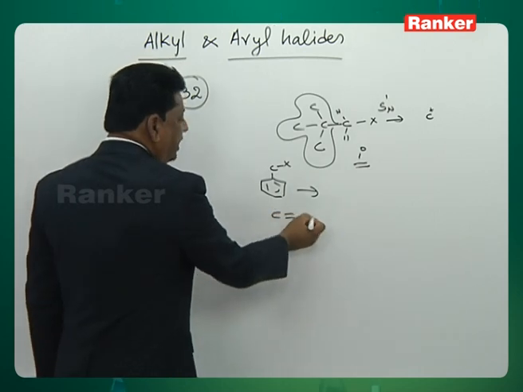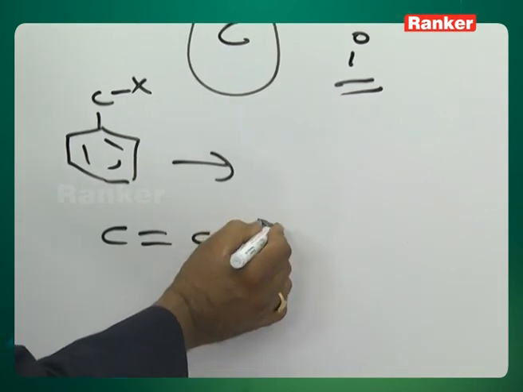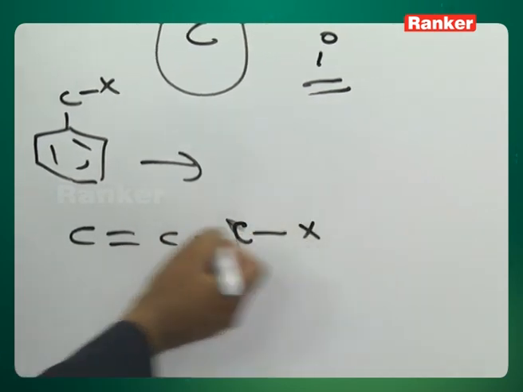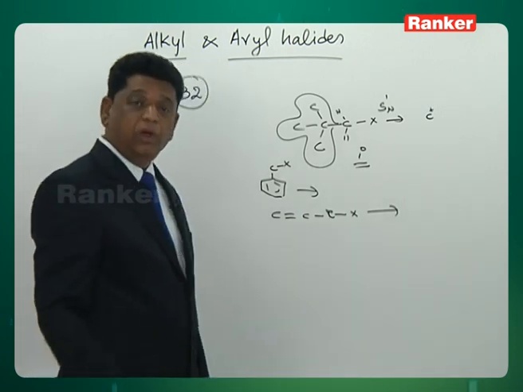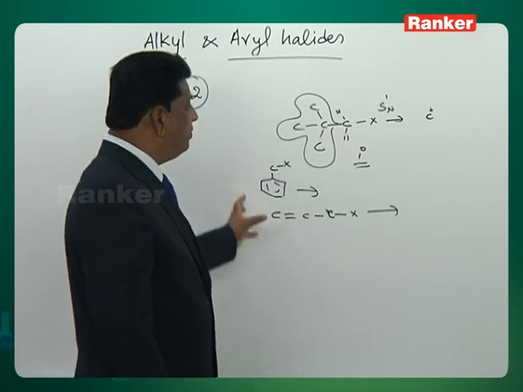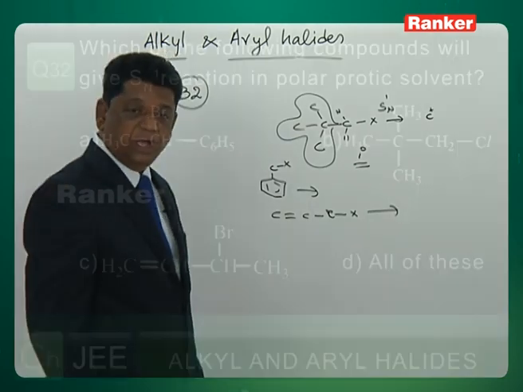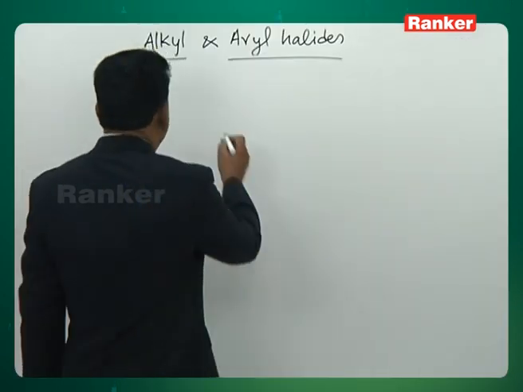Allyl is also 1 degree, but prefers SN1 reaction. All A, B, C have each got one speciality. They all prefer the SN1 reaction. So therefore, D is the right answer, all three. So let's go to the next question.